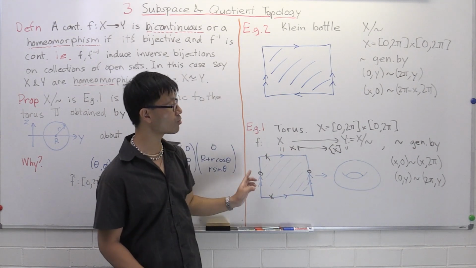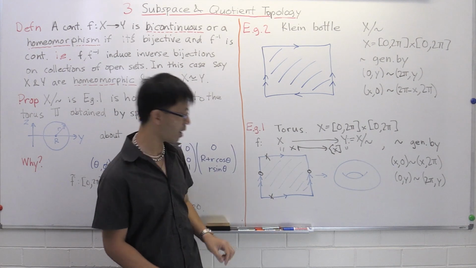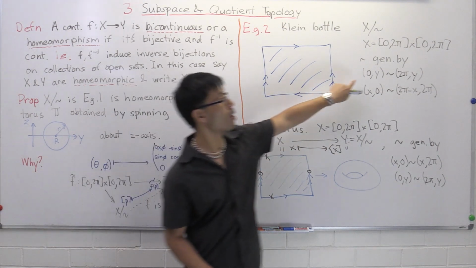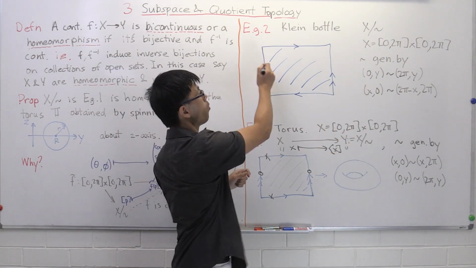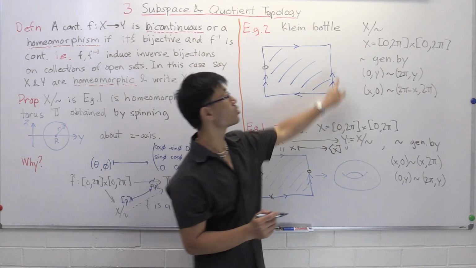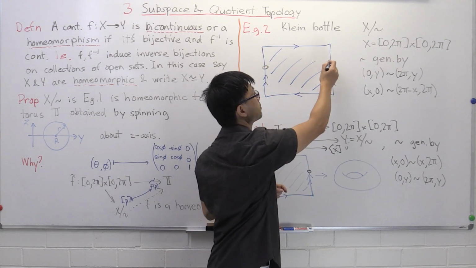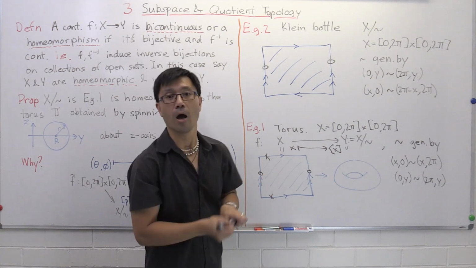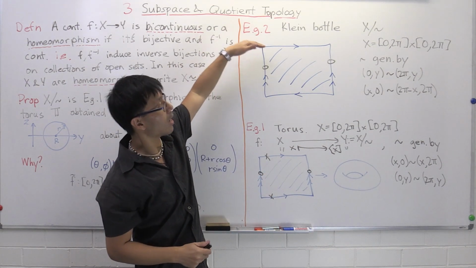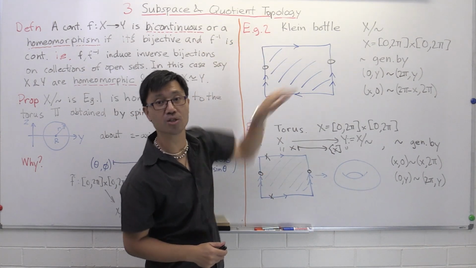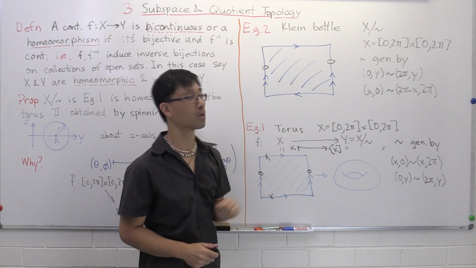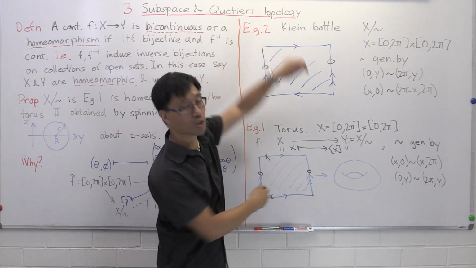We'll put an equivalence relation, and in the equivalence relation, we'll have (0, y) as before. So that's (0, y) is going to be equivalent to (2 pi, y). What's different now is that the way we identify the top edge and the bottom edge is going to be different. So now the arrows are in opposite directions. So what does that mean?